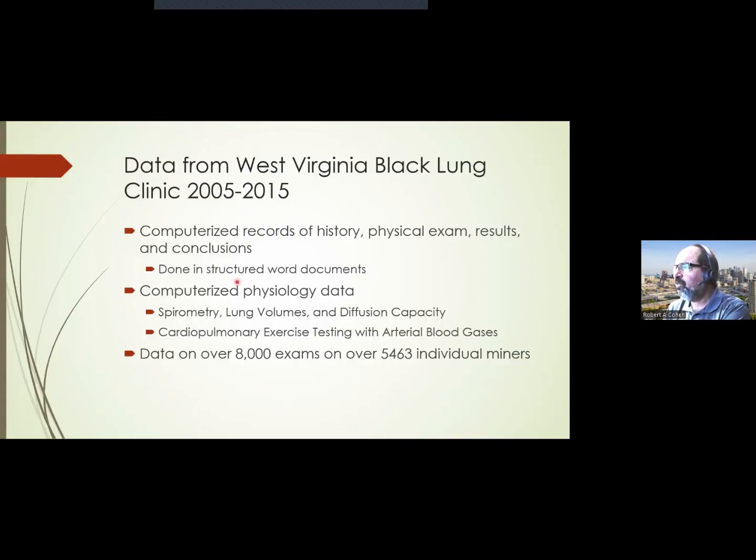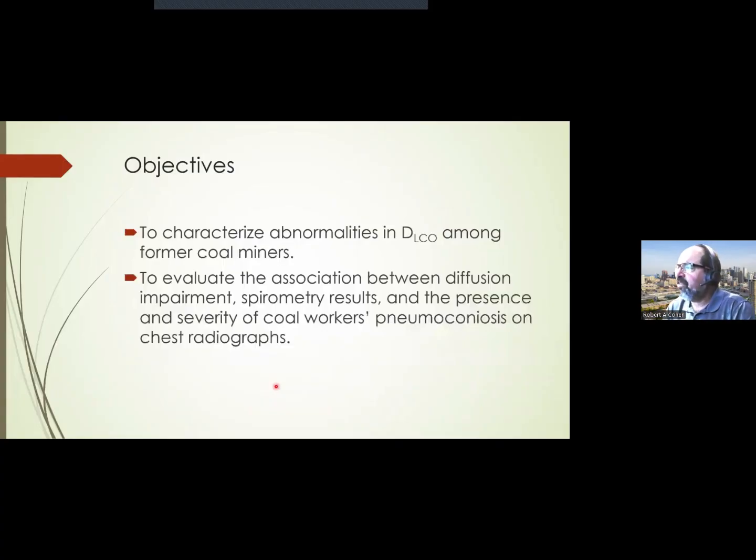So that data set, which was his work from 2015 back to 2005, had over 8,000 exams on about 5,500 individual miners. And the objectives of this first study were to characterize the abnormalities in the diffusing capacity for the lung among these former coal miners, and to evaluate the association between diffusion impairment, spirometry results, and the presence and severity of disease on chest radiographs.